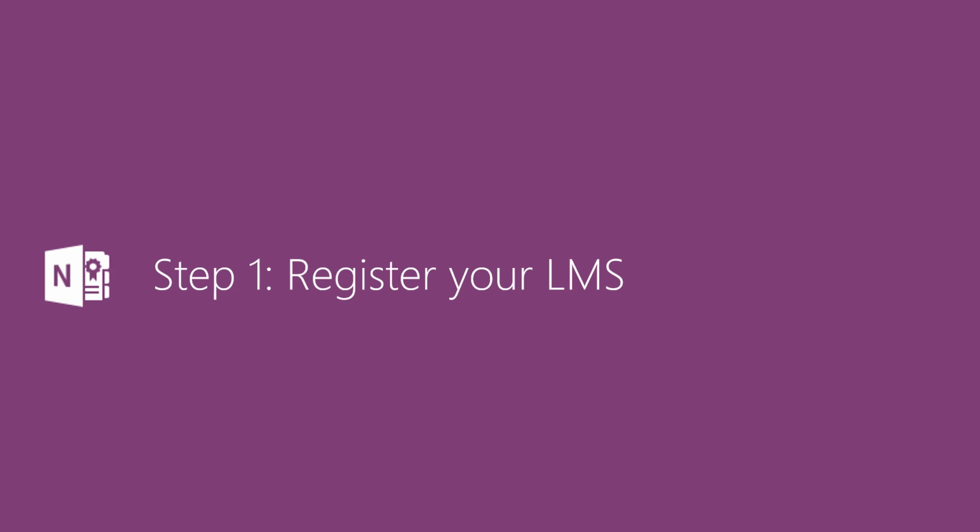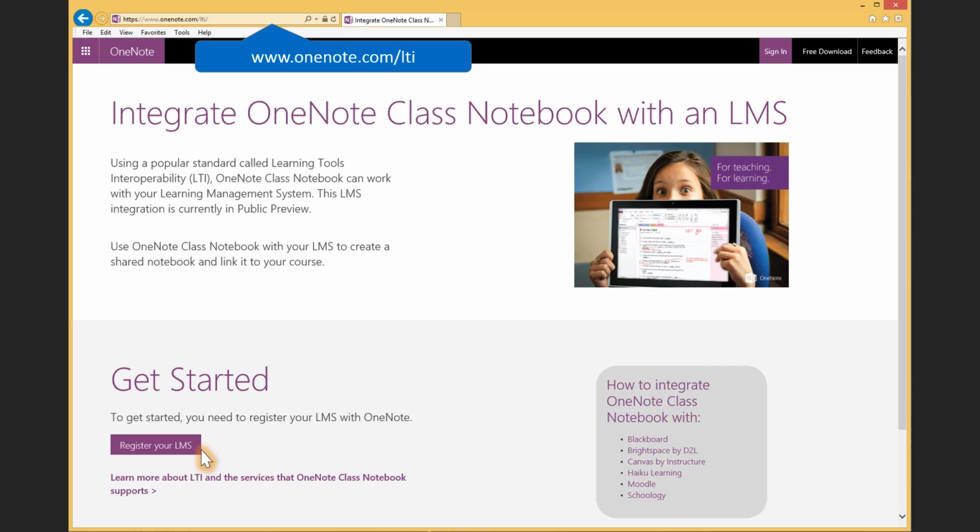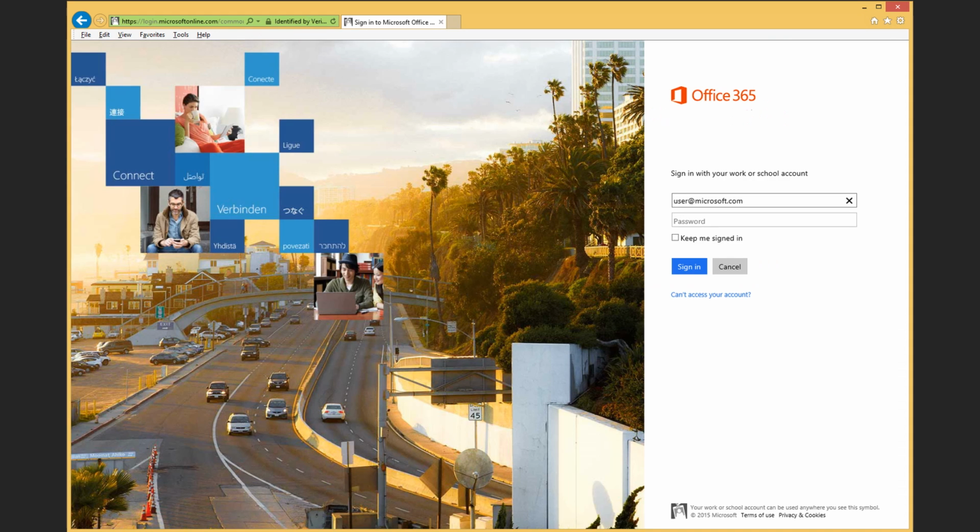First, let's walk through the process of registering your learning management system on the OneNote website. Open your web browser and go to www.onenote.com/LTI. Click the button that says Register Your LMS at the bottom of the page. You will now be prompted to sign into OneNote. To use OneNote Class Notebook, you must sign in with the Office 365 account provided by your school.